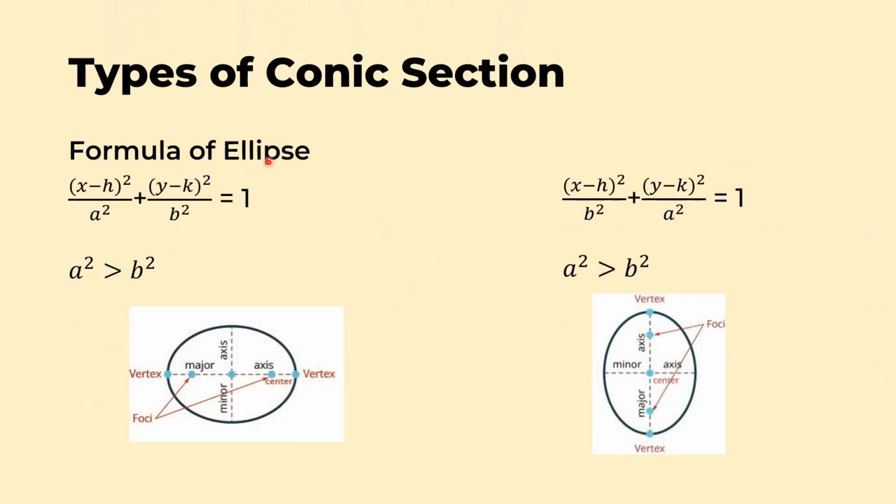This now is a part of the formula of ellipse. These two formulas look quite similar, but they have one difference, which is a squared. When the a squared is below the (x - h) squared, then the ellipse will look like this. And for this type B formula, when the a squared is below the (y - k) squared, the ellipse will look like this. And we also have to know that the vertex, center, and focus are always on the major axis.